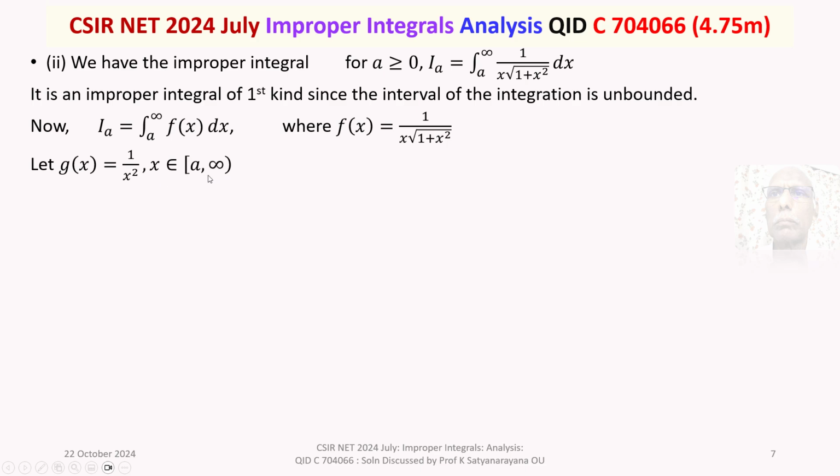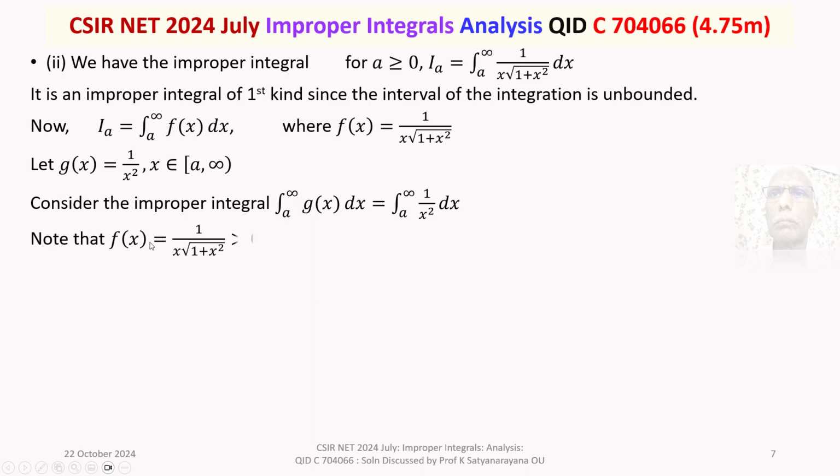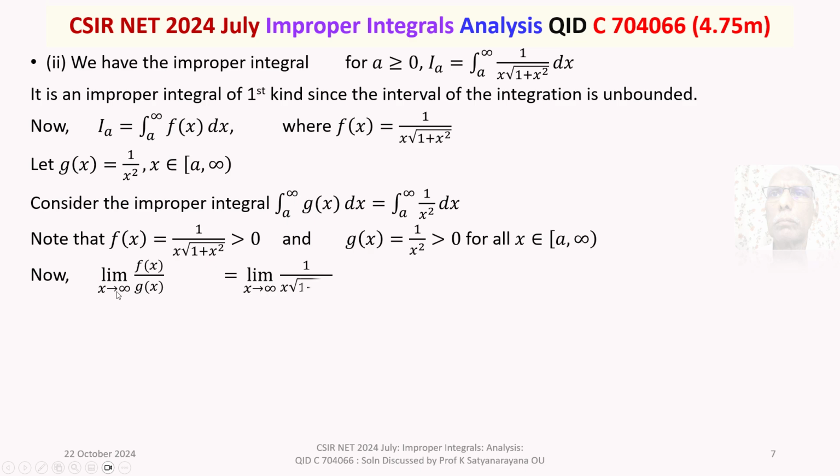x belongs to the interval a to infinity. It is semi-closed, closed at a end. And consider the improper integral a to infinity of g of x dx. Agreed. You can see now f of x and g of x, both of them are positive for all x belonging to the interval a to infinity. Agreed. Now we go for limit comparison again.